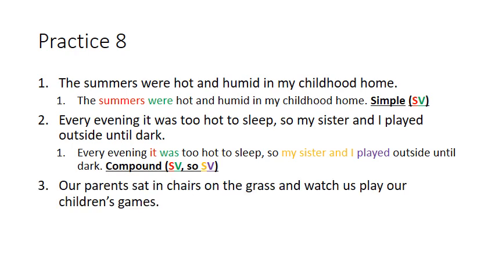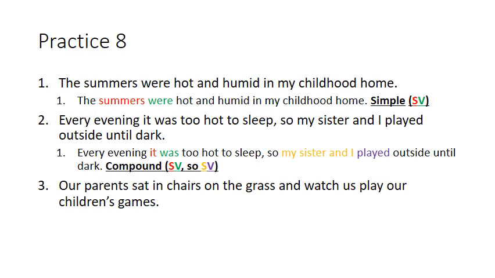Here's the next one, number 3. Our parents sat in chairs on the grass and watched us play our children's game. So let's look at the beginning of it. What is the subject? Well, the subject is parents, and what's the verb? Sat. Now if we look at the second half after the and, we'll notice that there is not a comma before and, which should be a clue to us. But we do see a verb after it, watched.